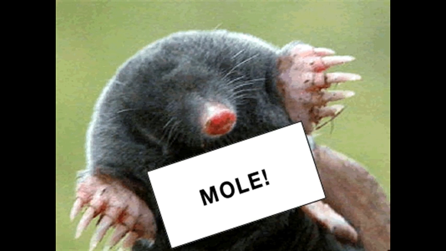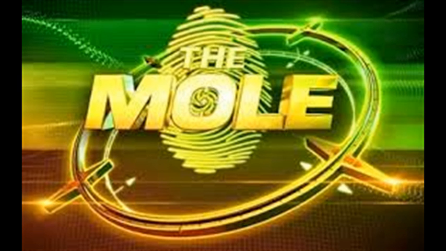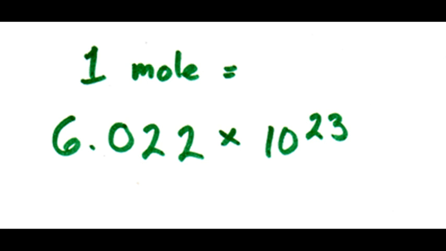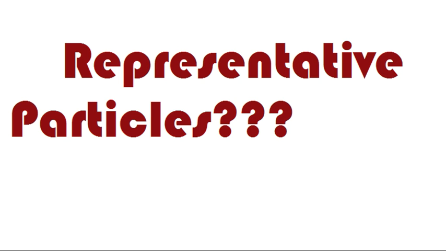No, I'm not talking about the mammal. I'm talking about the unit. The mole is a counting unit that we use when we want to count representative particles. One mole equals 6 times 10 to the 23rd representative particles. The volume of one mole is 22.4 liters.